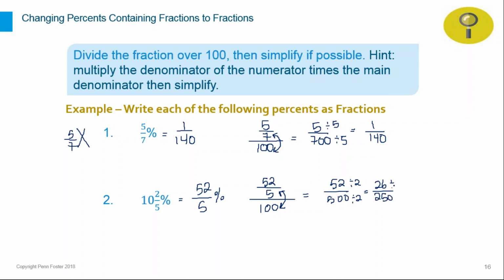Still even numbers. Divide over 2, divide over 2. 26 over 2 is 13. 250 over 2 is 125. 13 and 125, nothing in common. So the answer, the fraction form of this percent, is 13 over 125.